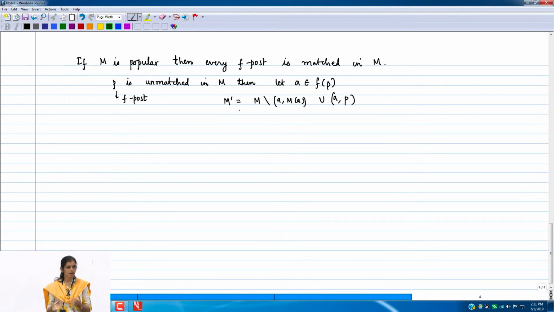So if this statement is not true, that is, there is a popular matching, it matches every F post, but it does not match that F post to some applicant who treats it as its rank 1, then whom does it match to? Of course, it is not unmatched. So it is matched to somebody outside its F of P, right? So this post P is matched, but it is matched to somebody who treats it as a rank 2 or higher, right? At least rank 2, right? So it is matched to this applicant. This is A1.